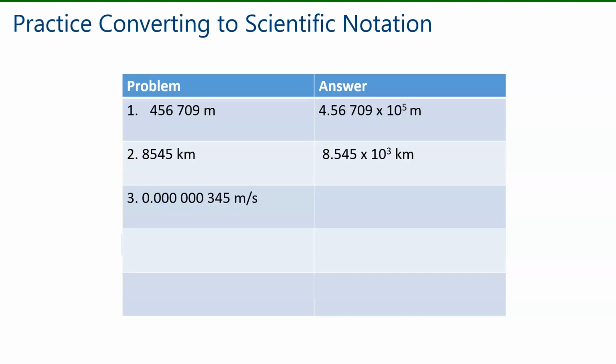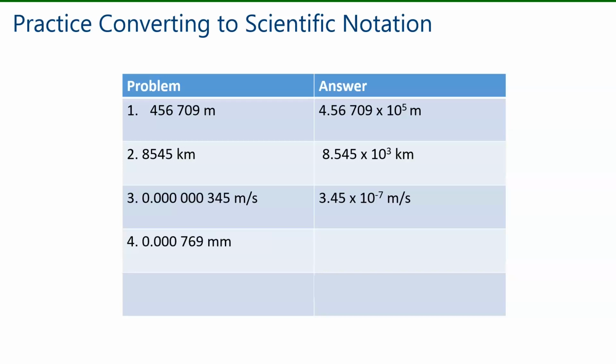Our next example, we have 0.000000345. Give that one a try. And our answer is 3.45 times 10 to the negative 7 meters per second. So we moved our decimal 7 places, but in this case we started with a number below 1, so our exponent is negative. And we moved our decimal until we had a number in front of the decimal that was greater than 1, which was our 3.